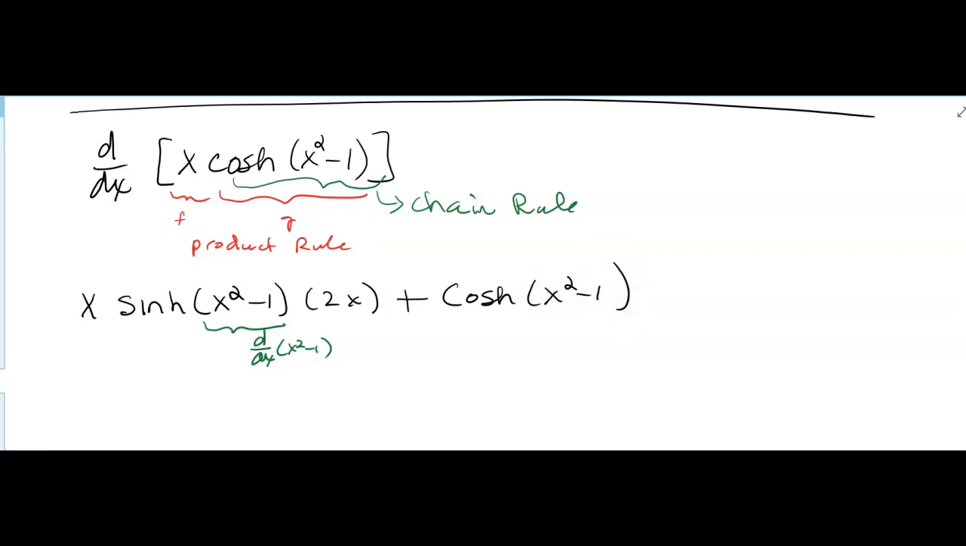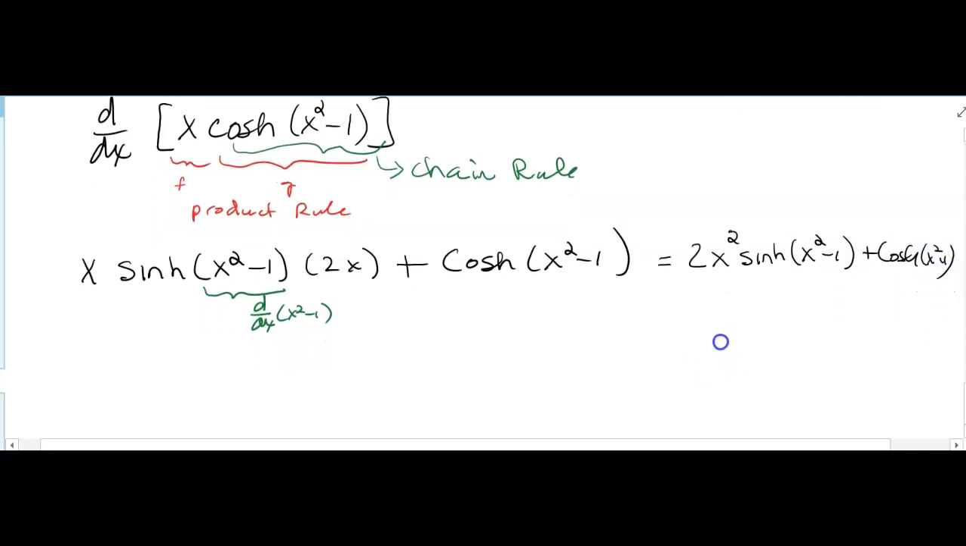As always, you need to at least clean up your function a little bit. x times 2x is 2x squared of sinh of x squared minus 1, plus cosh of x squared minus 1. Okay. Let's move on.